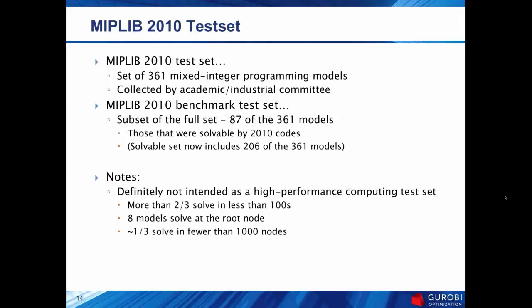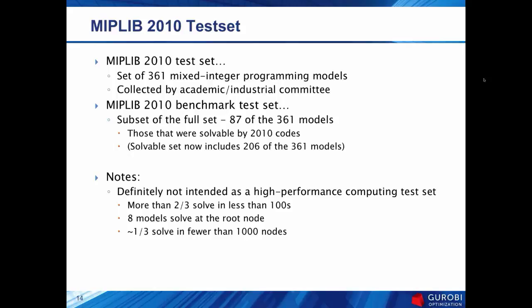This MIPLIB 2010 test set is a set of over 300 mixed integer programming models that were collected by Gurobi, but were collected by an academic and industrial community. This is used in lots of popular benchmarks for mixed integer programming. And so we'll take a subset of that, 87 of the 361 models. The reason that we're going to use that subset is these are models that were solvable 5 years ago. We're not going to look at the models that were impossible to solve, that couldn't solve within a reasonable time limit. We're actually going to look at the models that were solvable 5 years ago, but in fact, nowadays, because Gurobi has improved in its performance, it can solve a much larger number of these models in the same default time limit. But for the reports I'm going to show in a moment, we'll look at 87 of the MIPLIB 2010 test set.